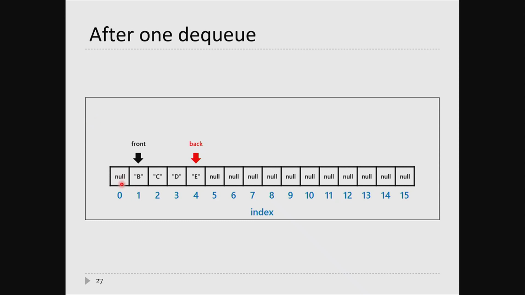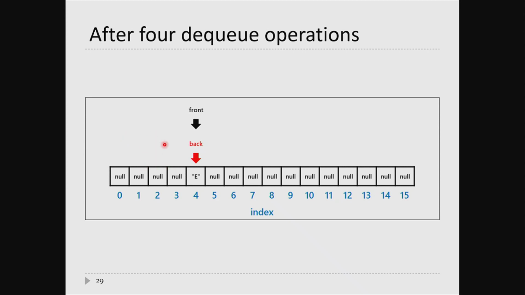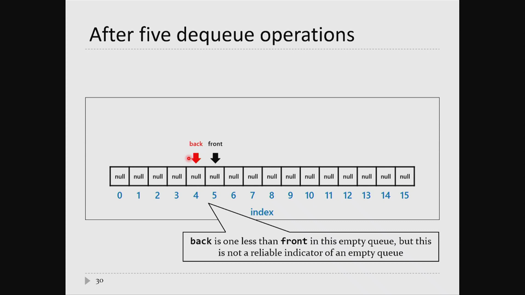So if we dequeue, the A gets returned to the caller, front moves over 1, and the size of the queue decreases by 1. Dequeue again, the B gets returned to the caller, front moves over 1, and the size of the queue gets decreased by 1. When I dequeue 2 more elements, we're back in the situation where front and back both point at the same element. Now when I dequeue the last element in the queue, we're back in the situation where we started, where back was behind front by 1. So back is 1 less than front in this empty queue.